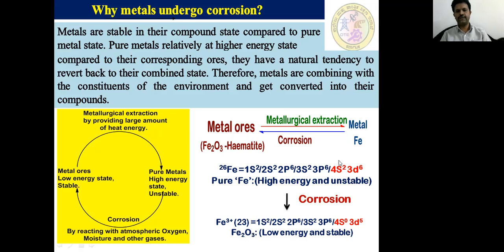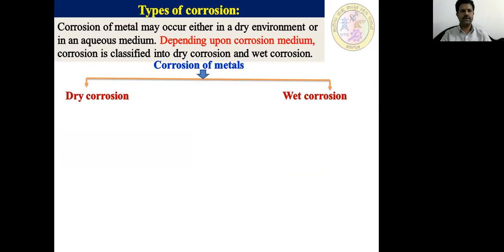So here it is not a stable electronic configuration, but after losing 3 electrons, it gets a stable electronic configuration. Why does iron always try to convert into the Fe3+ state by reacting with the constituents? Because it wants to attain a stable electronic configuration. This is another way of explaining why iron undergoes corrosion.